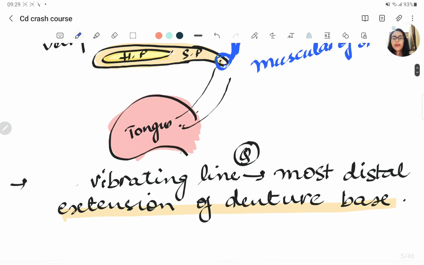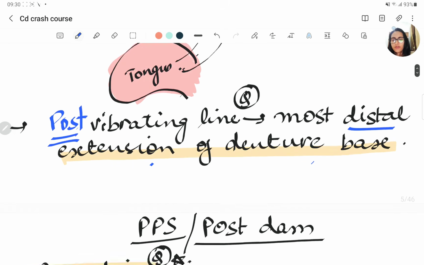Then the posterior vibrating line marks the distal extension of the denture base, because after the posterior vibrating line, all the soft palate is going to be completely movable. So if you give the denture, it will fall down. They ask you which determines the most distal extension of the denture base. Where the denture base stops is at the posterior vibrating line. The denture base is going to extend most distally up to the posterior vibrating line.